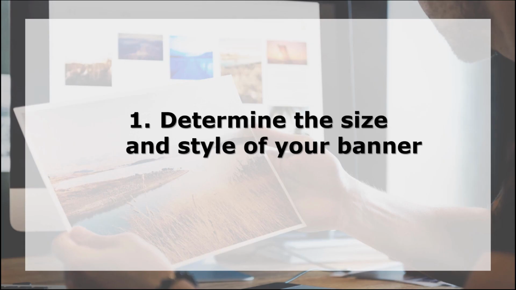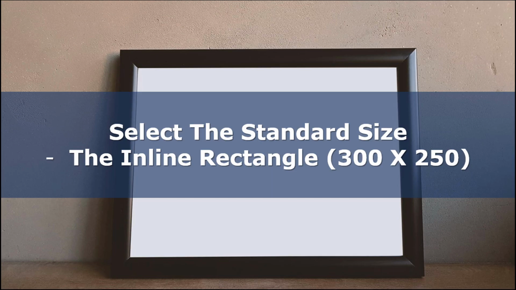Your first step, you need to determine the size and style of your banner. A common mistake a lot of people make when creating their first online banner is to choose the wrong banner size for their ads, and they end up wasting their resources. What you should do is to select the standard size for your online banners. The inline rectangle, 300 by 250. This size works perfectly in all sites and is great for starters.